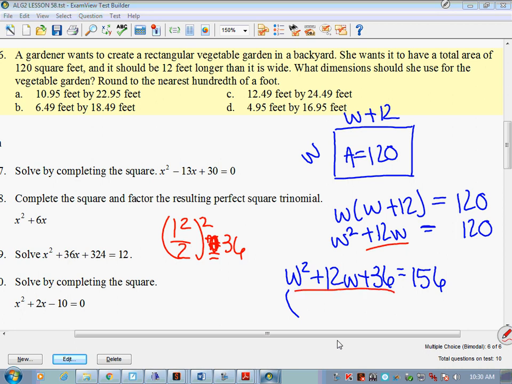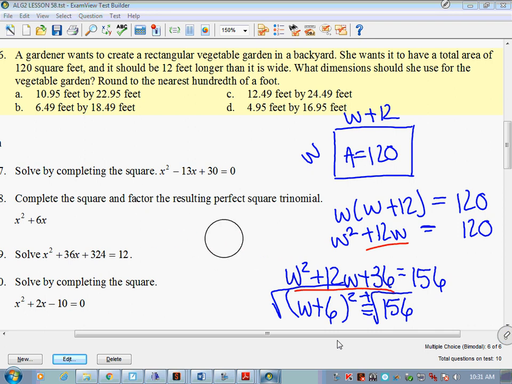Now, what do I do with this? Factor it. That's going to be W plus what? 6. Can we just go ahead and write W plus 6 squared equals 156? What do I want to do with both sides? Square root. We are getting it now. That's going to be plus or minus the square root of 156, right? I'm going to clean up some space there. You guys should already have that down. So W plus 6 equals plus or minus.